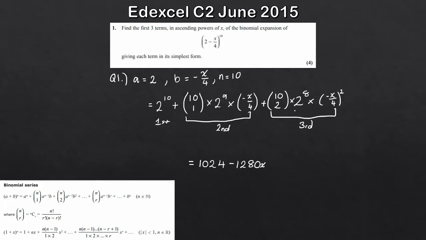And then we do the same here with this third term. So 10 choose 2, do that on your calculator, times 2 to the 8, and then times, so this is x squared over 16. Okay, don't forget we're squaring this expression here. So this full expression for the third term will be positive. So we get plus 720x squared. And that's actually it. Everything is in its simplest form there. We can't simplify any further. So in that case, question done, 4 marks.